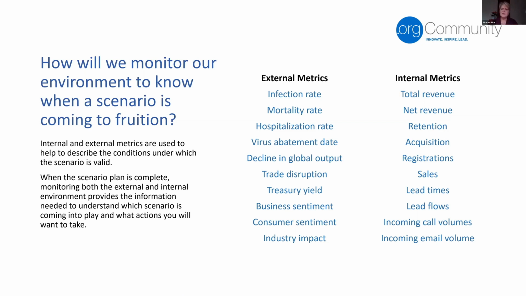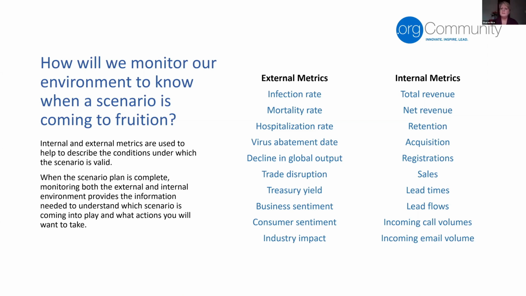Related to the recession, we might look at the decline in global output, trade disruption, treasury yield, business sentiment, consumer sentiment, and industry impact. There are a lot of reports already out about industry impact. We know that the hospitality impact has been pretty severe already, certainly hotels and restaurants and various public venues. So we can continue to monitor that and see what's happening in those related industries.